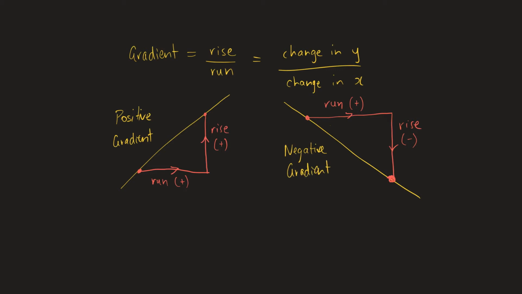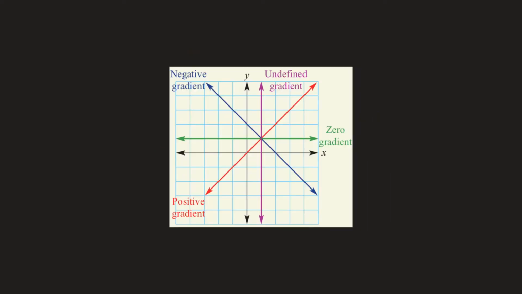And now we'll look at the other 2 types of gradients that we'll also examine in this course. So here you'll see 4 different gradients. The red line we've looked at and we identified it being a positive gradient. The blue line we've identified as it being a negative gradient. The green line is a new one, and we say that that's a 0 gradient.